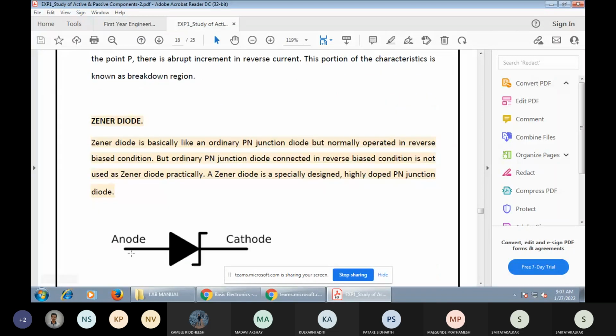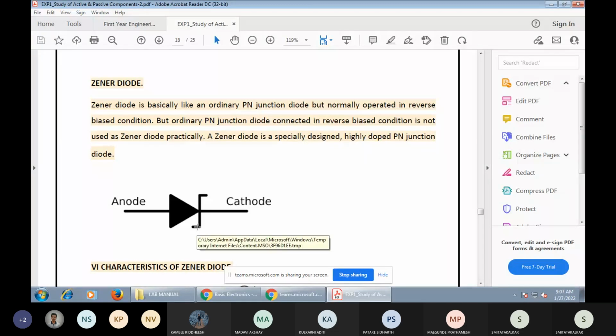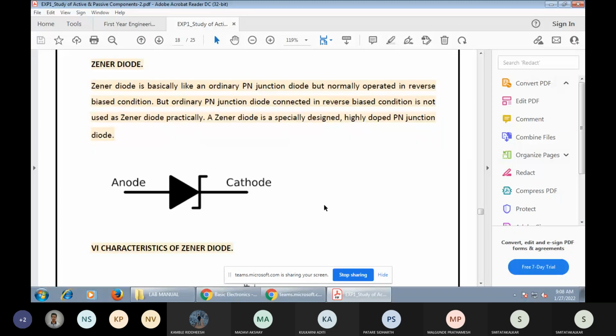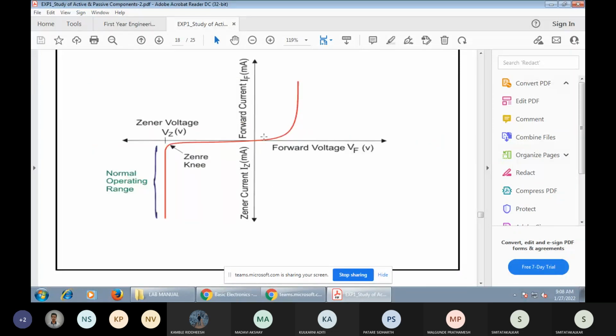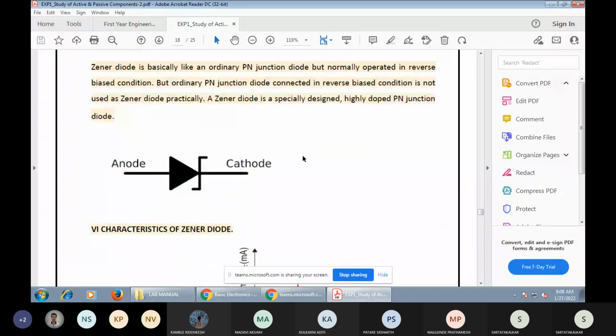Next one, the Zener diode. You can see the symbol. It's similar to the PN junction diode, but with some changes in the symbol. If the diode goes to forward bias, it's the conduction state, and the Zener is on. But the Zener is also on in reverse bias, because it's operated in the reverse direction. It is operated in reverse bias condition.